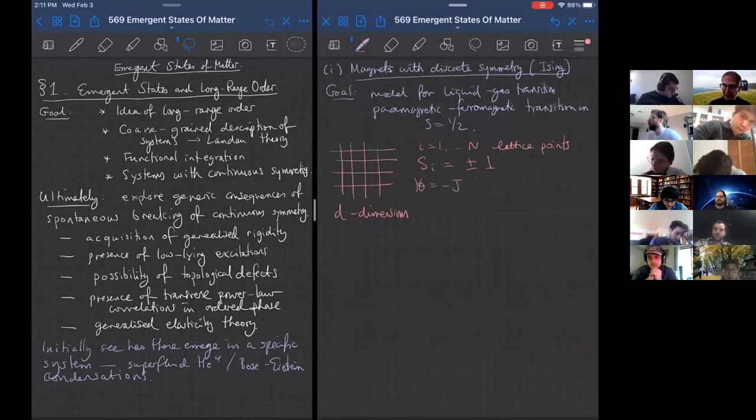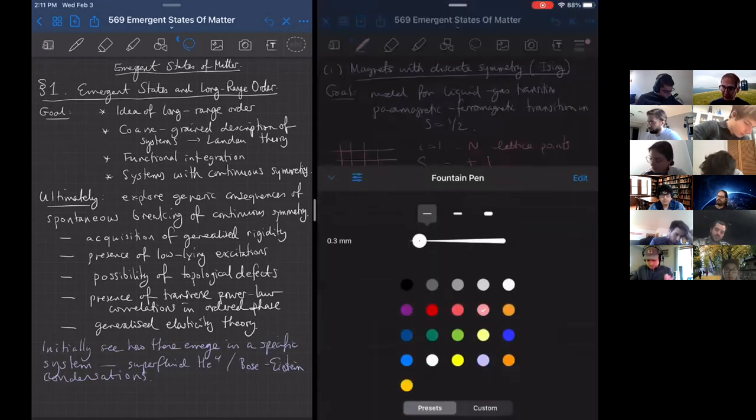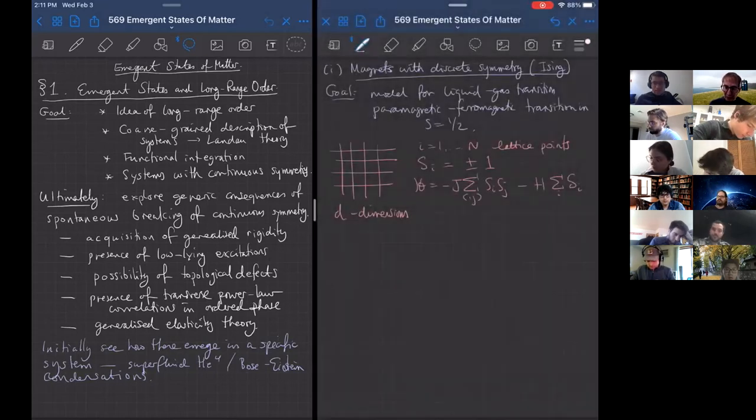So I'm going to write it like this. So that's the Hamiltonian. And the thing that we're always going to be interested in is the magnetization. So let's talk about that. We want to know how to quantify the order.